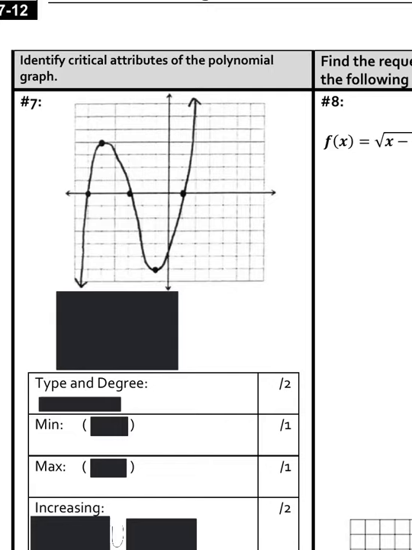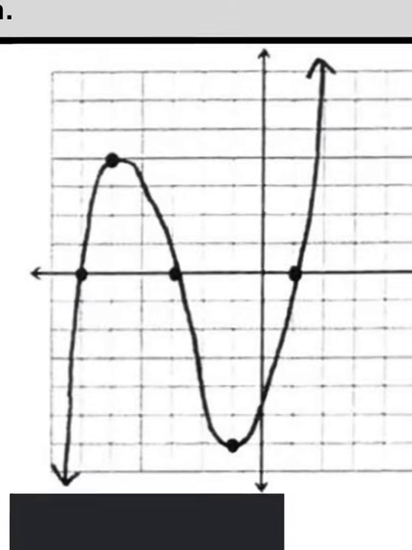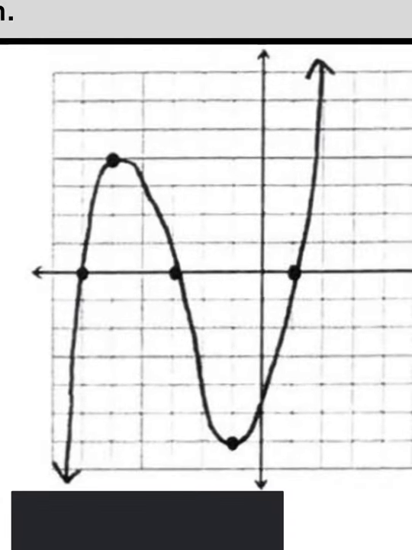Hey guys, we are back for page 2 of our final review, and let's start on number 7. We're supposed to identify critical attributes of the polynomial graph. The thing that we should start with is zooming in and identifying all of the x values that are really important. So let's start with this guy right here.